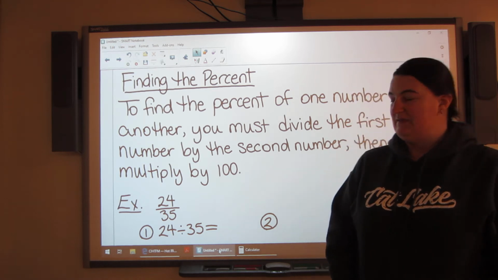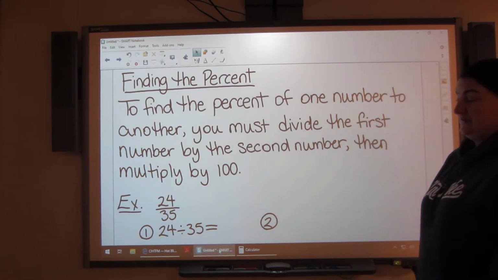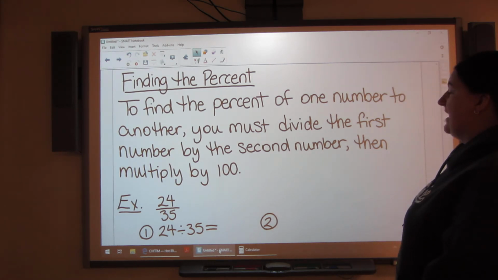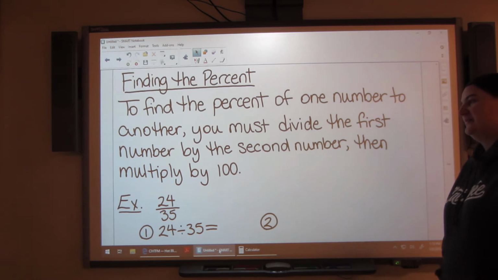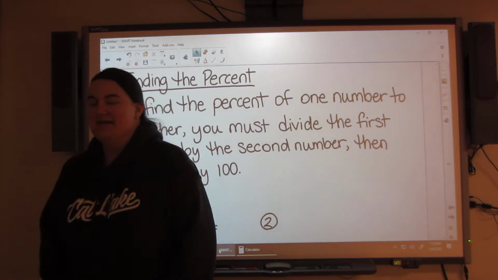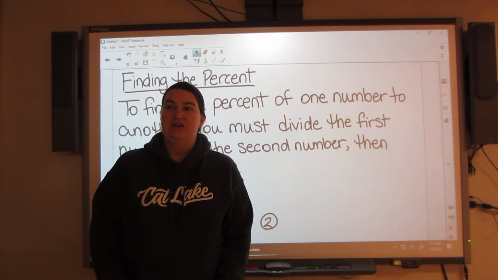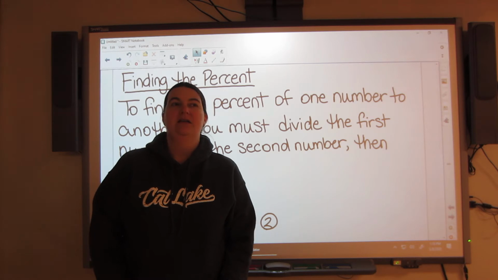it is. So, to find the percent of one number to another, you must divide the first number by the second number, then multiply by 100. So I want you to think about it like this. What you're looking for is the percentage of two different numbers.